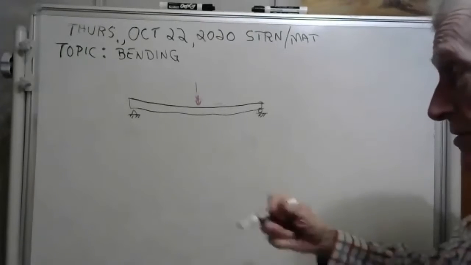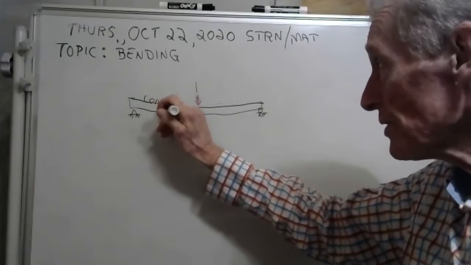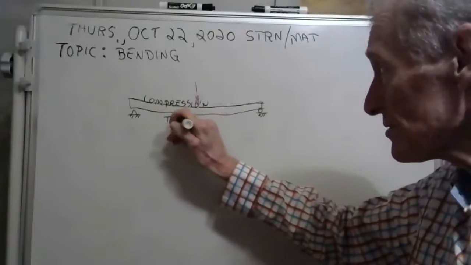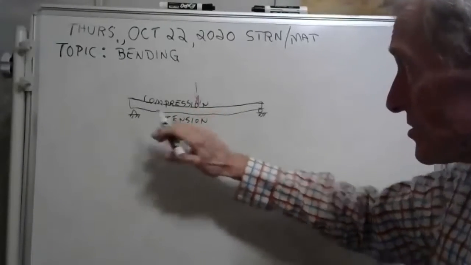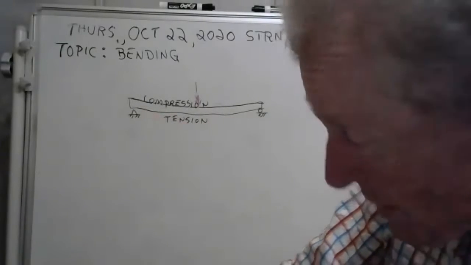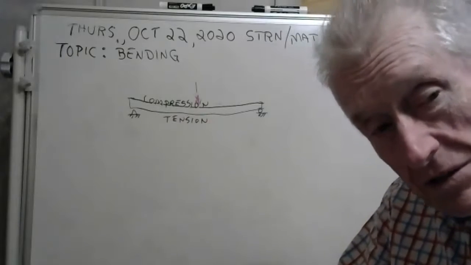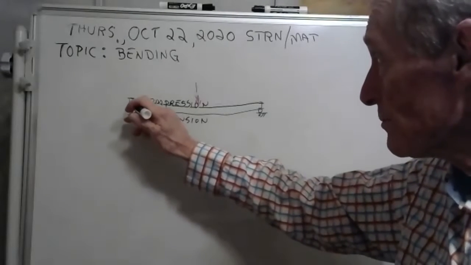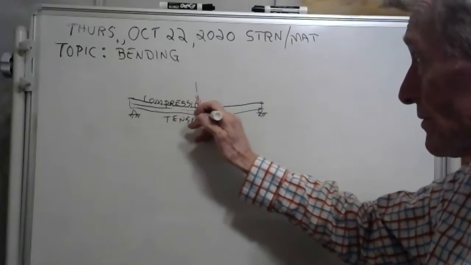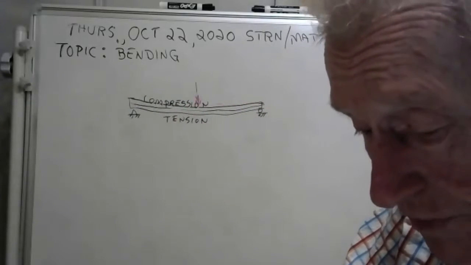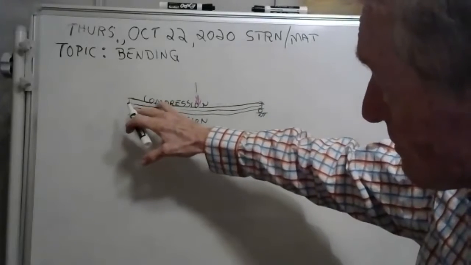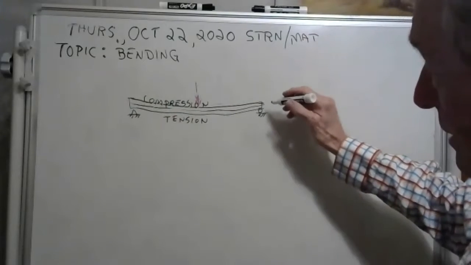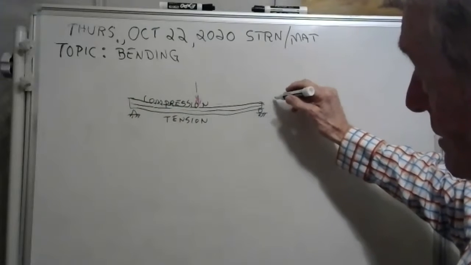Well, did you know that the top of that beam has compression and the bottom of the beam has tension? It's actually being stretched. Does that make sense, that the bottom of the beam is being stretched a little bit and the top of the beam is being compressed? Well, what happens right here in the middle of the beam? You don't have any compression or tension. It's compression above that. They call that the neutral axis.